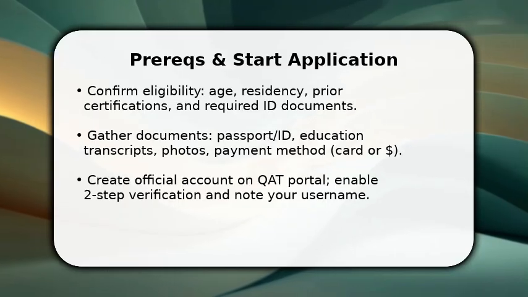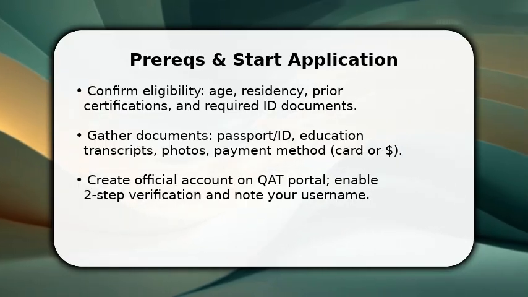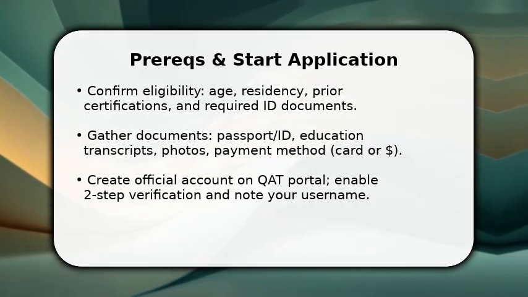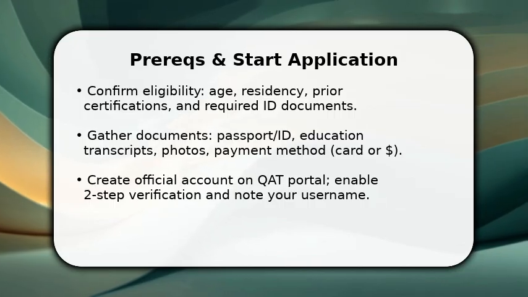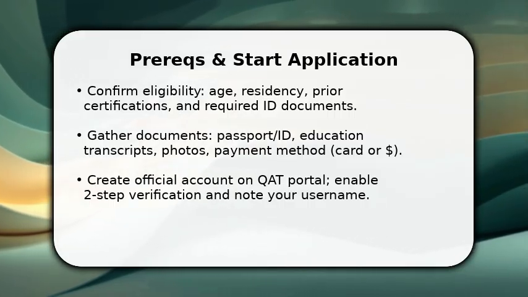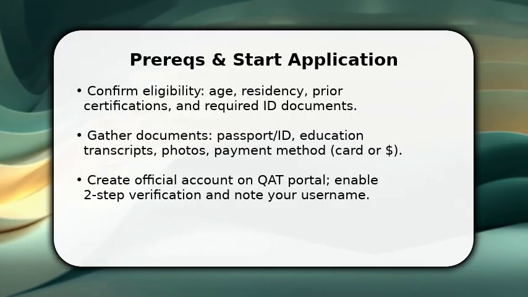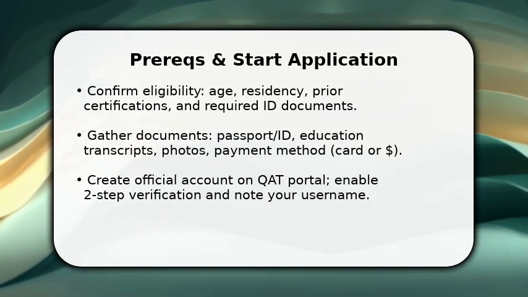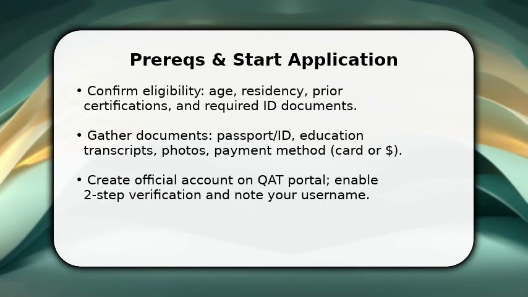You begin by verifying prerequisites because missing items stop your application cold. Check age, residency, and prior certification rules, then scan your ID and transcripts so files are ready. Once done, create an account on the official QAT portal and enable two-step verification for security. Make sure your payment method is active and you know the card limits. This prevents last-minute declines. These initial steps clear the path to the registration form and save time later.